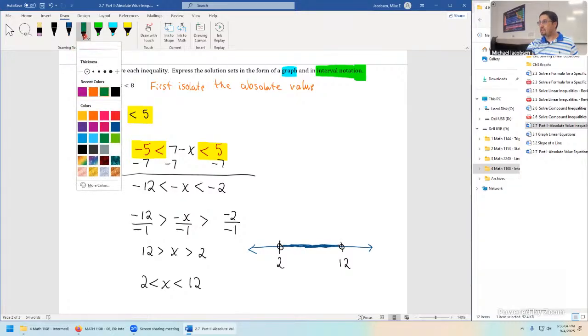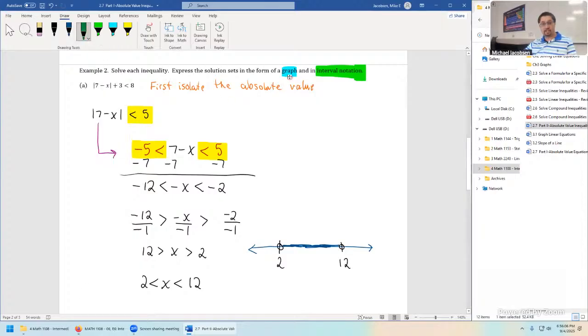Finally, once we have that, really the purpose of doing the graph each time is just to help us get that interval notation down pat. We just copy what we see above, going parenthesis for the open circle, 2, comma, 12, and then another parenthesis for that open circle. At this stage, we did it, folks.